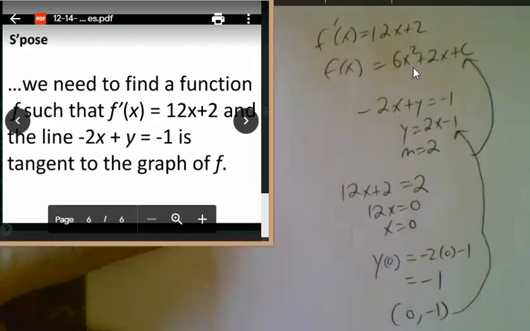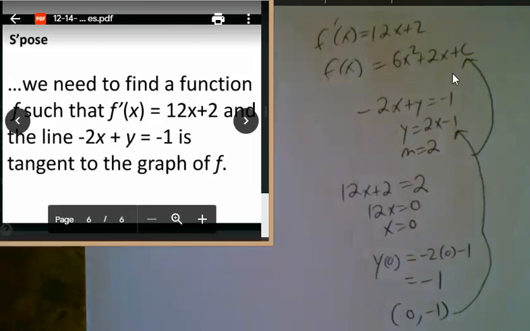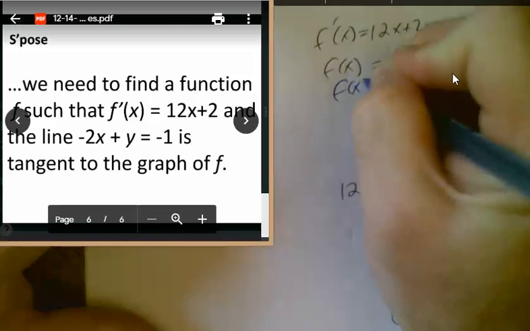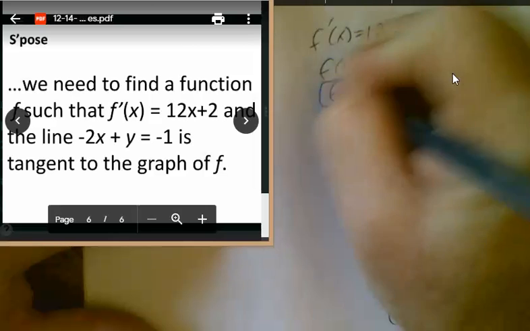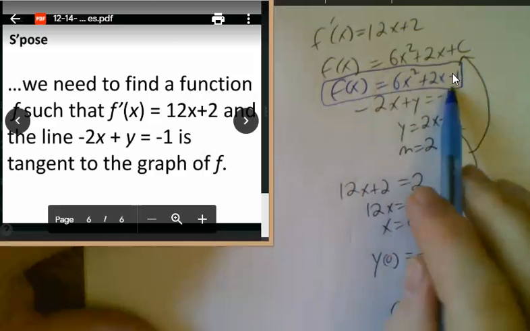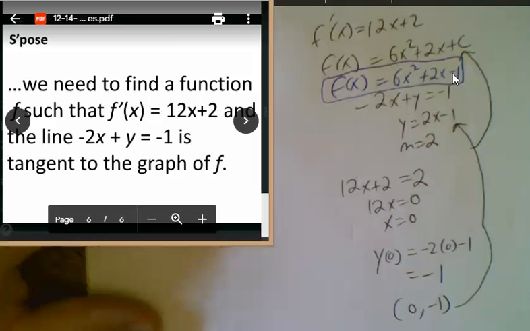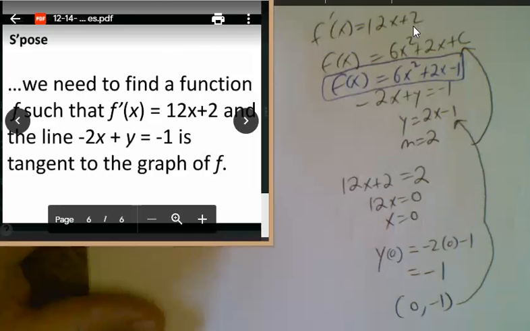And because it happens to be 0, I can plug in zeros very quickly and see that c must be negative 1 for that to work. Right? I'll do that in another color right underneath. So f of x must be 6x squared plus 2x minus 1. Because if you plug in 0, you should get negative 1. So this function right here, the blue one, has a derivative of 12x plus 2. The slope is 2 at 0, right?